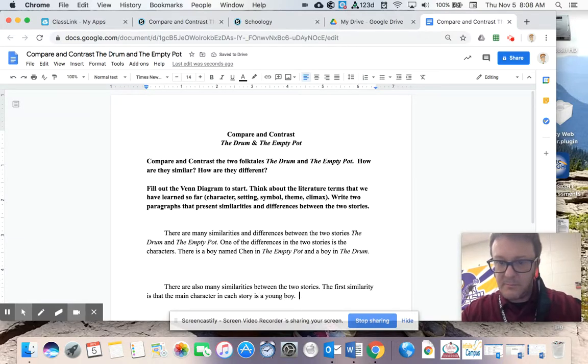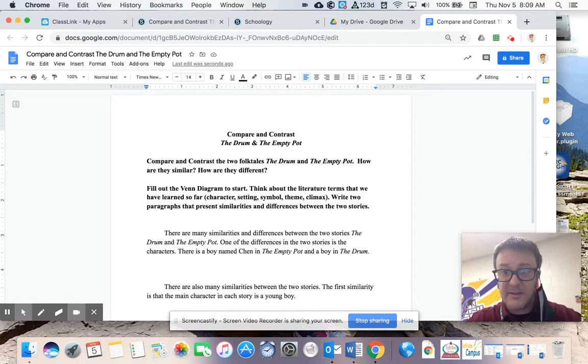Okay? Notice that my second paragraph is a little bit similar to my first paragraph. All right, the main characters are both young boys. I'm pointing out my first similarity. Okay? So, I can expand on this or I can move on to the next similarity. But I want you to think of other similarities or other things that are similar or the same in each story. Okay? So, I'm also using transition words.